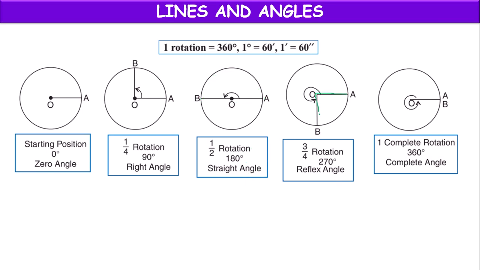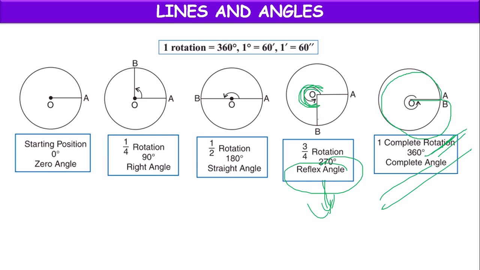Or if it has completed 3/4 of a rotation, 3/4 into 360, which is 270 degrees. It is more than 180 degrees, so it is called a reflex angle. More than 180 degrees means reflex angle. Or if it has made one complete rotation and come back to position A, then it is one complete rotation, or a 360 degree angle, or complete angle.